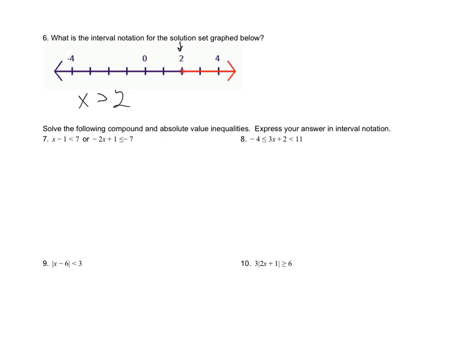So when I'm writing the interval for everything greater than 2, I put a parenthesis with the 2 because it's strictly greater than, and then comma infinity. So that is my interval notation for everything greater than 2.